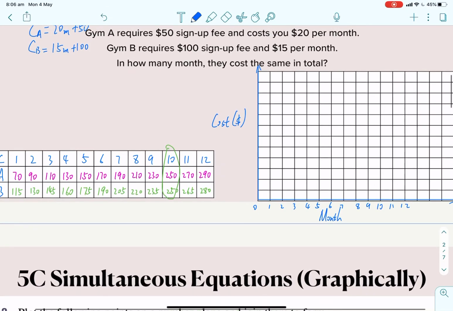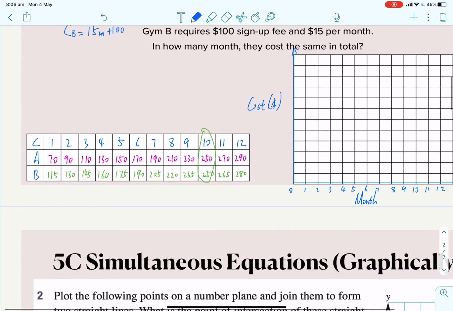On the side, we need to go out to 300. So 1, 2, 3, 4, 5, 6, 7, 8, 9, 10, 11, 12. So 12, how do we get out to 300? 10 times 12 is 120. 2 times 12 is 240. 3 times 12 is 360. I think 360 works.